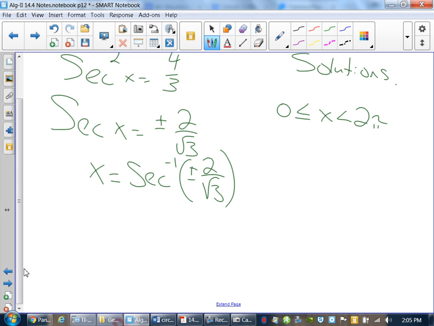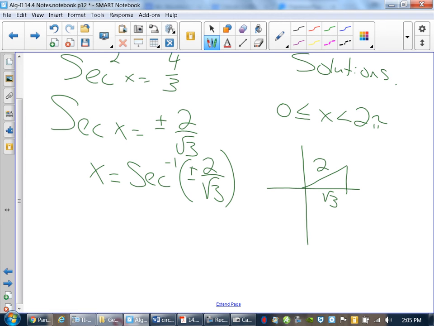Okay. So in here, remember, secant is the inverse of cosine. If cosine was adjacent over hypotenuse, that means secant is hypotenuse over adjacent. Come on, guys. Enough with the pencil thing. So you've got your hypotenuse of 2 and adjacent of root 3. Which angle has the adjacent of root 3 and a hypotenuse of 2?